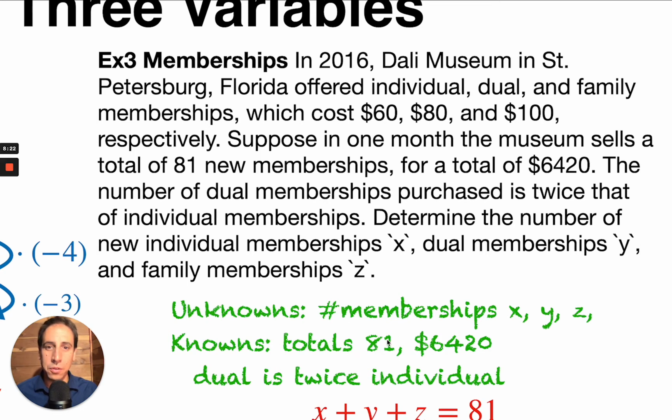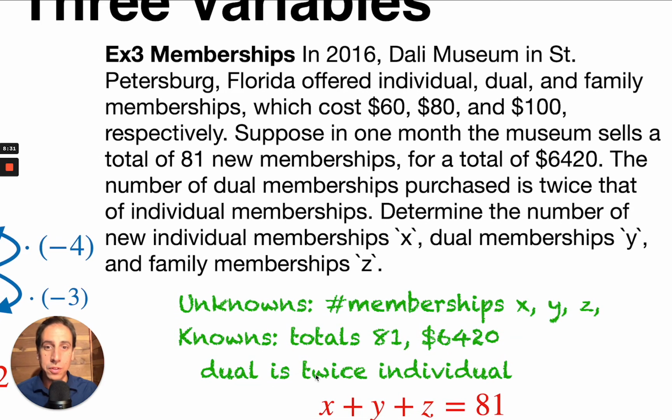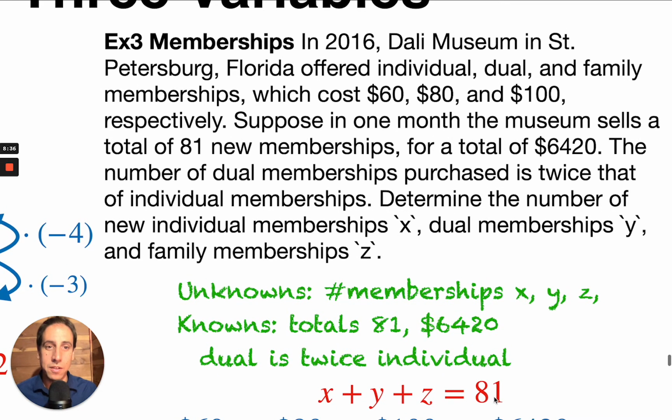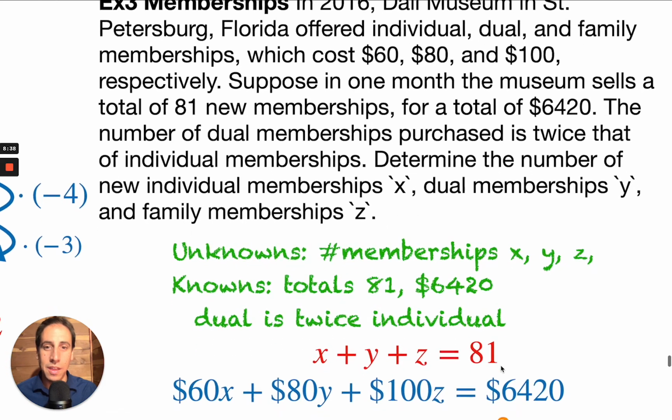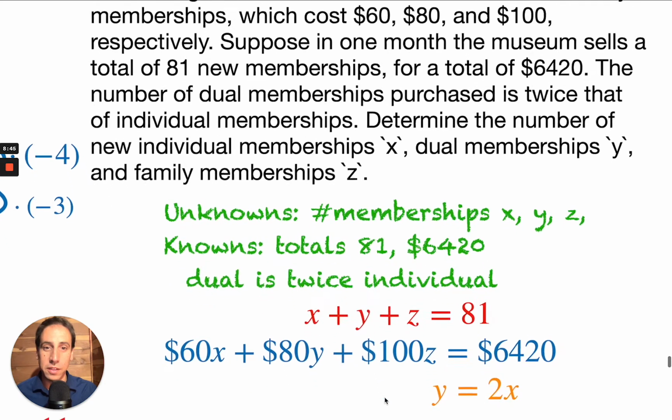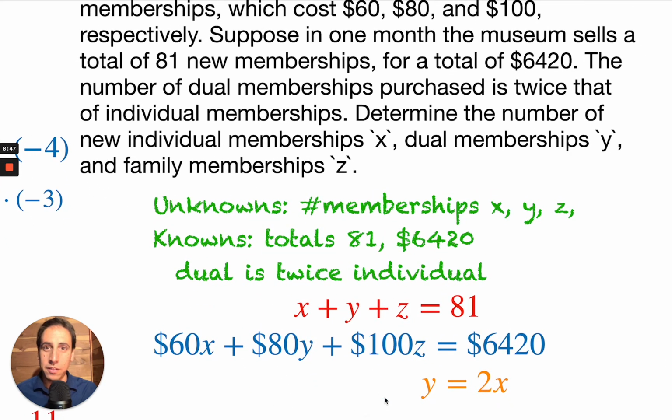We've got a total of 81 new memberships, and then 6420 is the dollars, and then dual is twice the individual. That's going to come up as an equation as well. So the total is 81, and we're just adding x plus y plus z. Then the total money is right here, and then you see the prices per membership, respectively. Y is equal to 2x. That's because the dual is twice individual.